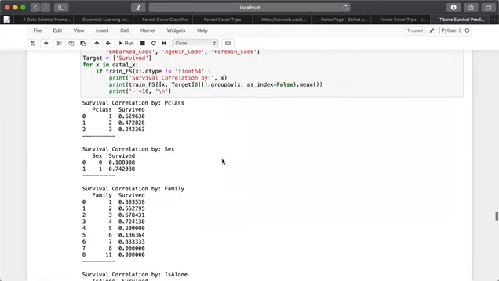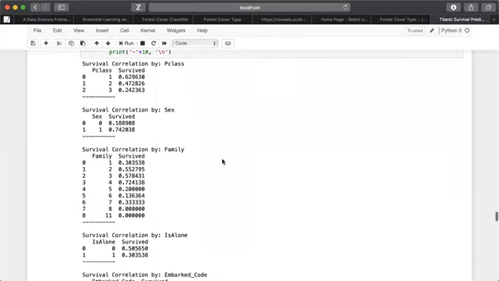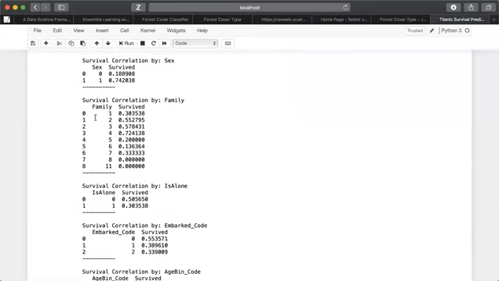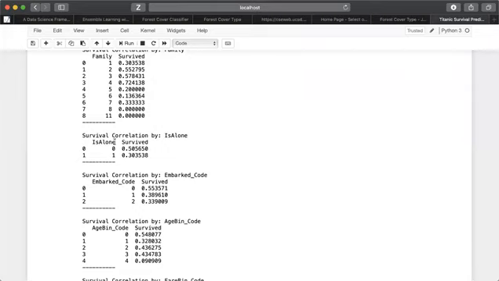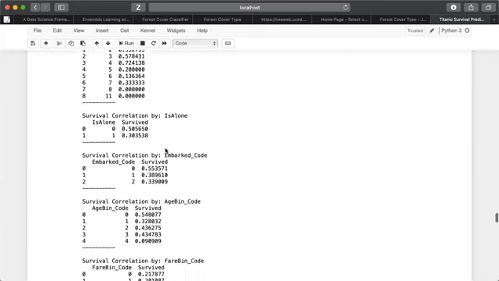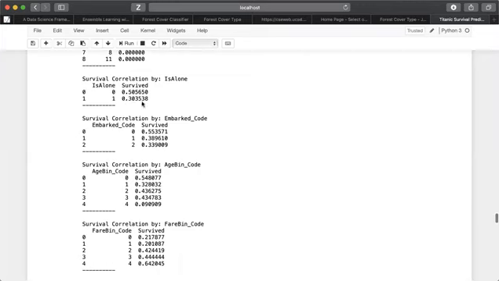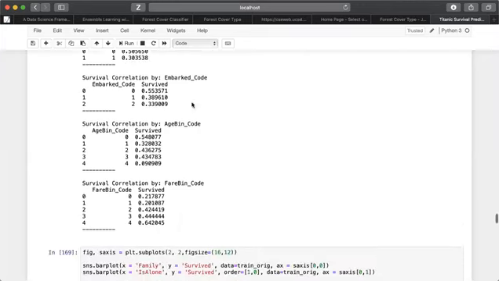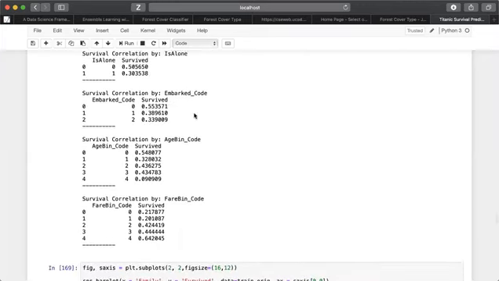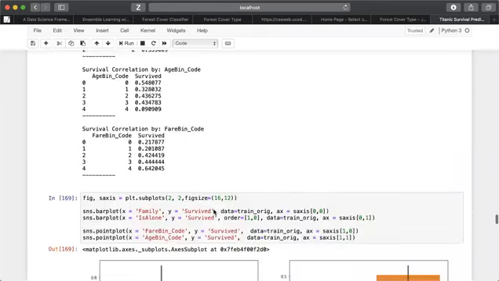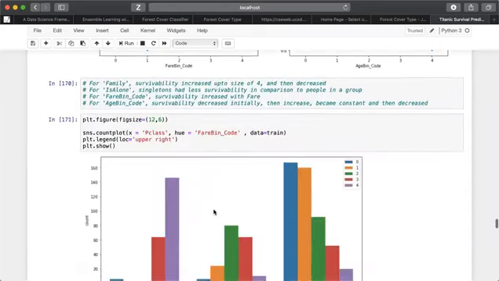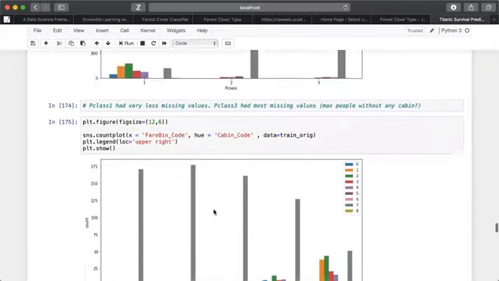So these are the final survival correlations with the passenger class, with the sex, which we had already done, and with the family, which was a new column. Here we have got a different correlation now. Is alone, we can see around 50.56% if you were not alone, then your survival was lesser, and if you had a group, then your survivability increased. Similarly with the embark code, age bin code, and fare bin code. And the same I have done the visualization for all these new columns.